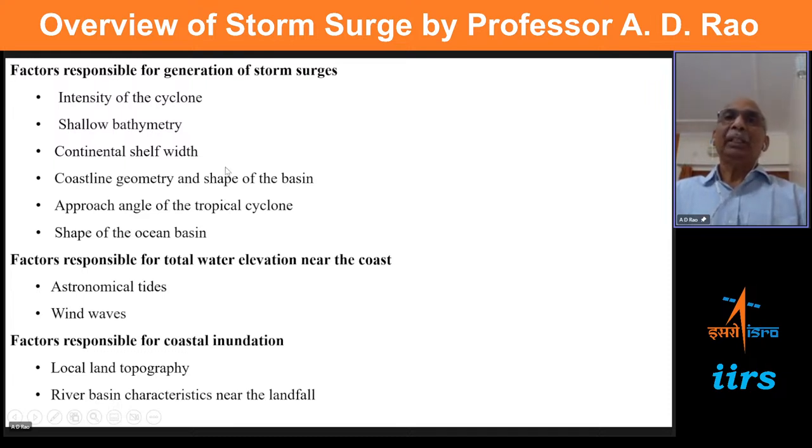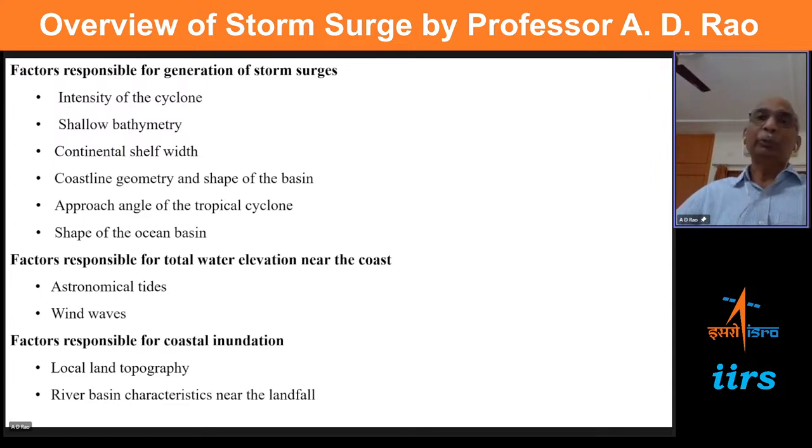On top of it, the total water elevation is caused by other factors. Storm surge is one of the factors, and another factor is the astronomical tides. Astronomical tides, as I said, are a regular phenomenon. So you get an interaction of the tides and storm surges that produces the total water elevation, more or less depending upon the phase of the tide.